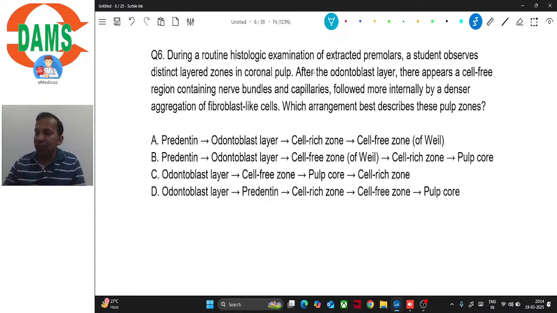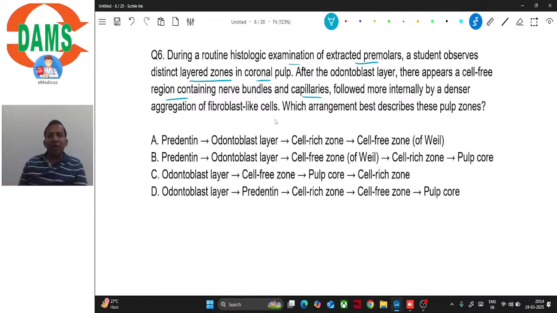During a routine histological examination of extracted premolars, a student observes distinct layered zones in coronal pulp, right? After the odontoblast layer, there appears a cell-free region containing nerve bundles and capillaries, followed more internally by a dense aggregate of fibroblast-like cells. Which arrangement best describes these pulpal zones?